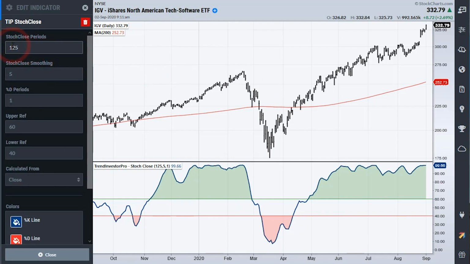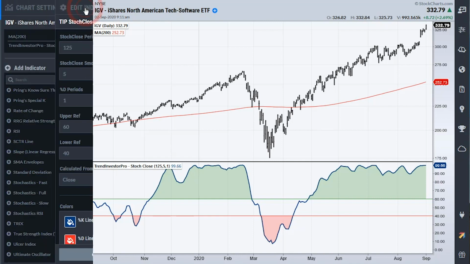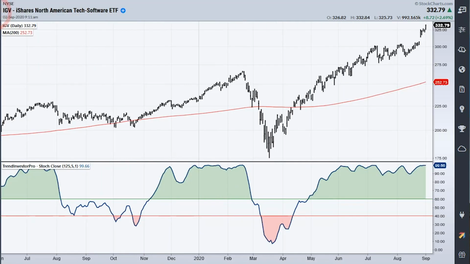And so I've smoothed the stochastic close indicator with a 5-period moving average. I've got a bullish signal on a move above 60 and a bearish signal on a move below 40. And if you don't understand what the stochastic oscillator tells you, go look in the chart school and you can read that article for details.